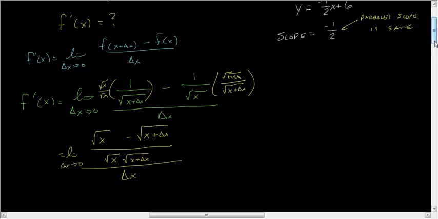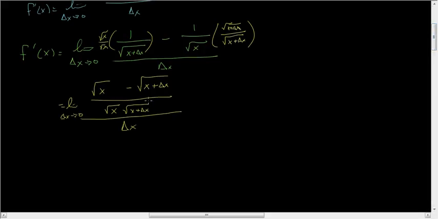All right, here we're going to need to use the conjugate, to clear these roots up at the top. I need to multiply both top and bottom by the conjugate of the numerator. This is to rationalize the numerator. So I'm going to multiply by root x plus root x plus delta x on top and bottom.